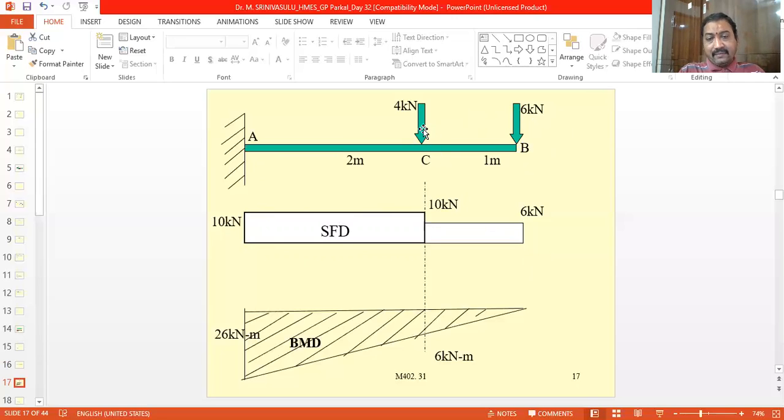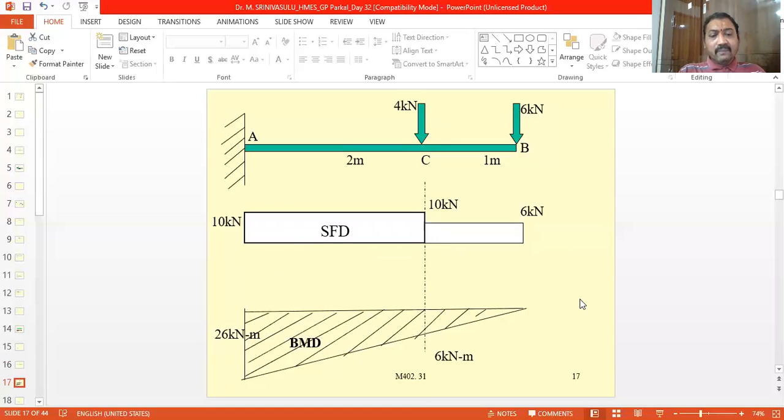The point where another point load is acting. So from here also, from the point C also, we have to draw another vertical line like this. Now, this is the zero line for the shear force, and having some gap, we have to draw the zero line for the bending moment diagram.